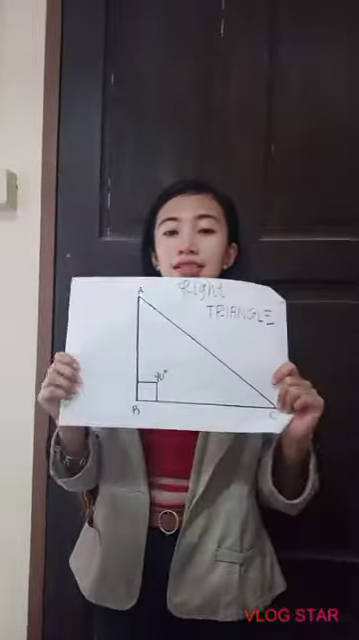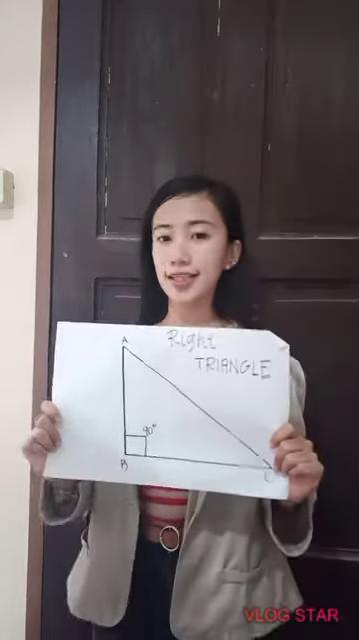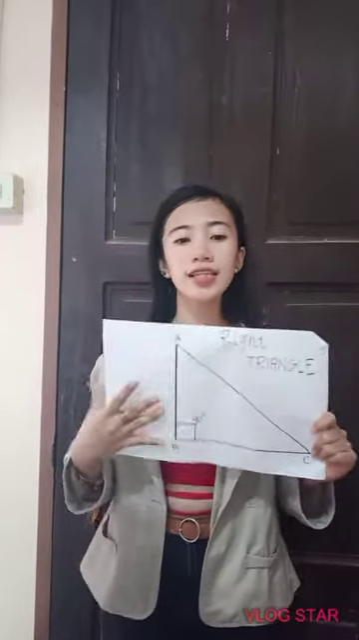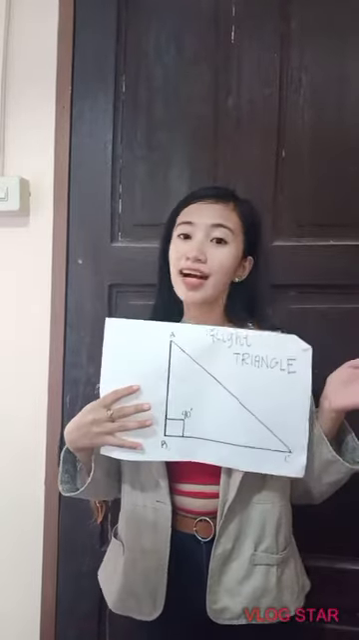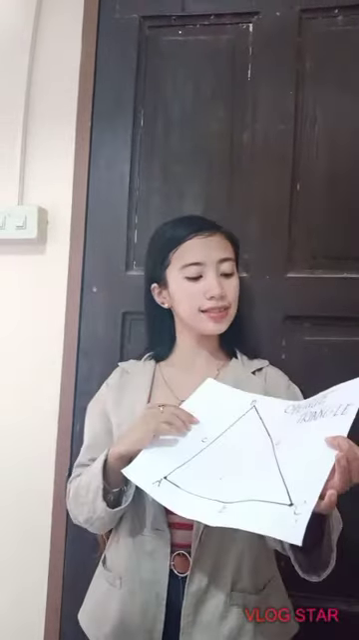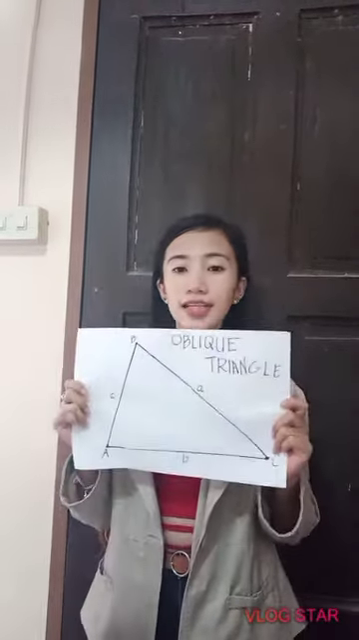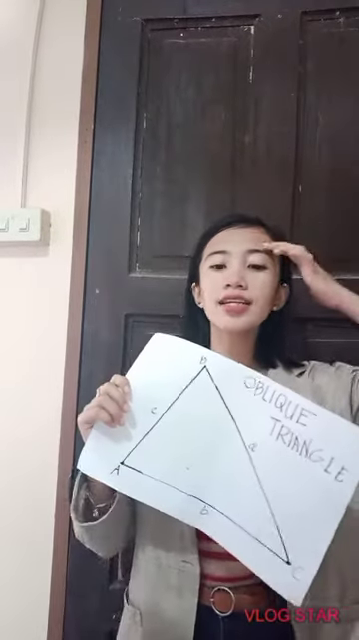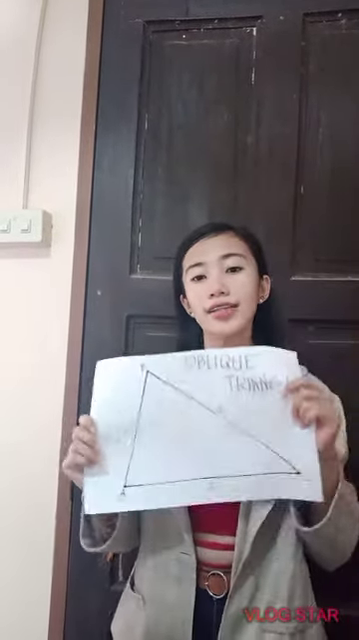There are types of triangles according to the kind of angle. The first is the right triangle. This is an example of a right triangle. A right triangle is a triangle with a right angle. It's called a right triangle. The second is the oblique triangle. An oblique triangle is a triangle without a right angle.